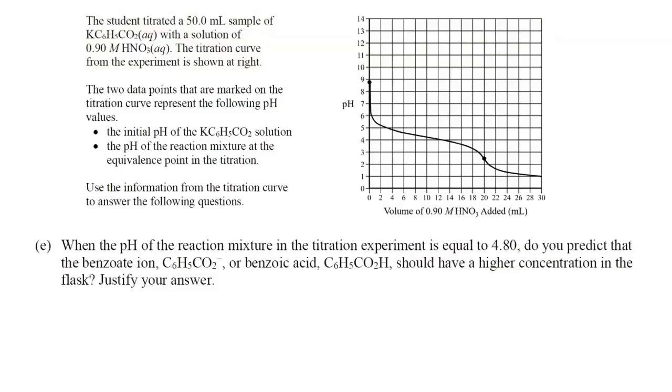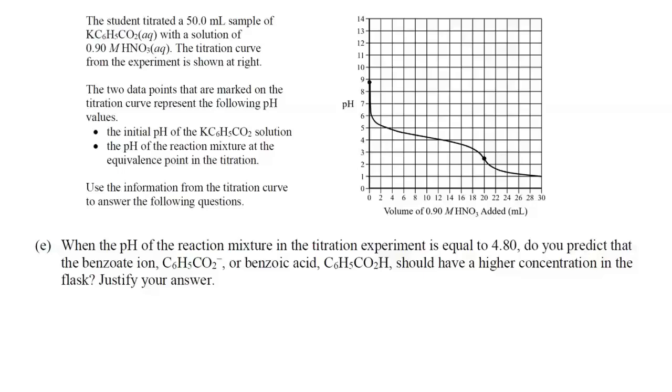It says, when the pH of the reaction mixture in the titration experiment is equal to 4.80, do you predict that the benzoate ion, which is C6H5CO2-, or benzoic acid, which is C6H5CO2H, which one of these substances, benzoate or benzoic acid, should have a higher concentration in the flask? Justify your answer.